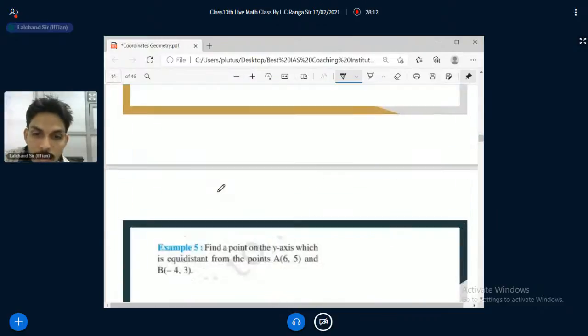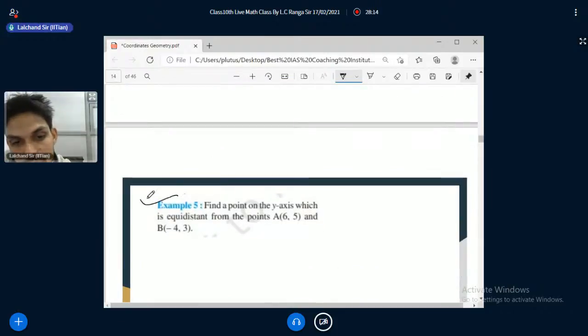Okay. So now can you solve this question? Find a point on the y-axis which is equidistant from points A and B. We have solved one question of equidistance. Now try this. Try and tell me the answer.